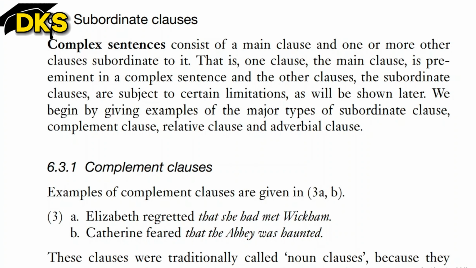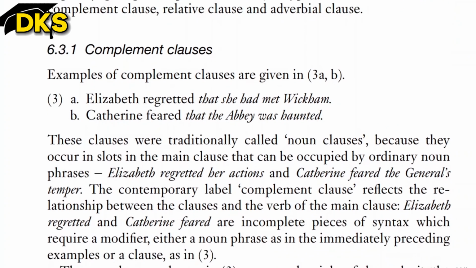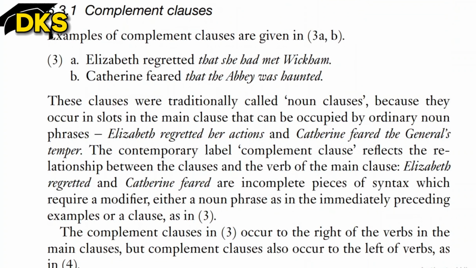Some of the examples of a complement clause are: Elizabeth regretted that she had met Wickham. Catherine feared that the abbey was haunted. An abbey is basically a big church where usually nuns live. These clauses were traditionally called noun clauses. Remember, the italicized part of the sentence is a complement clause, and they are also called noun clauses.